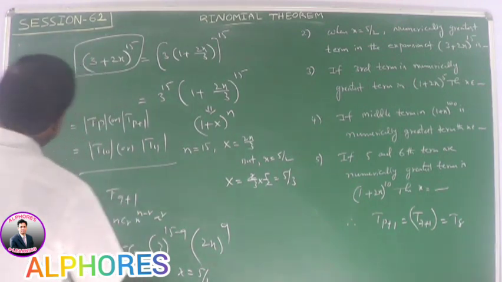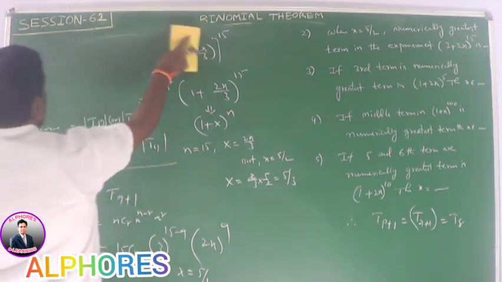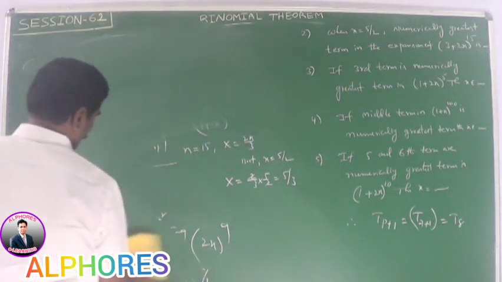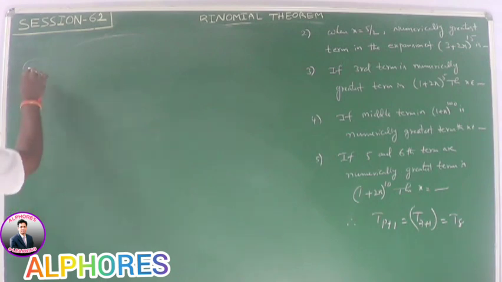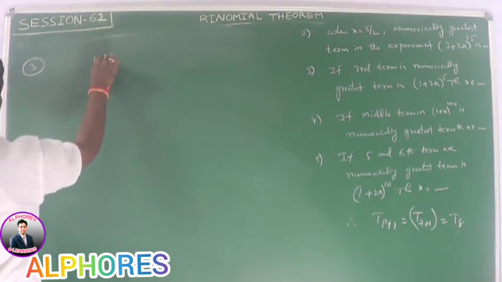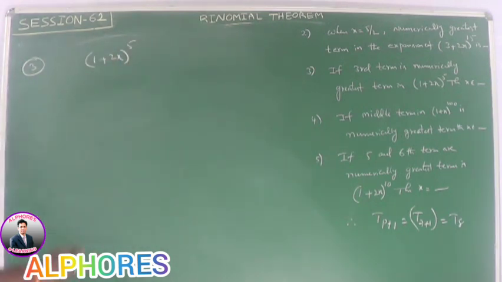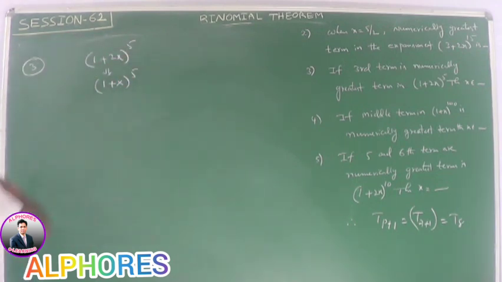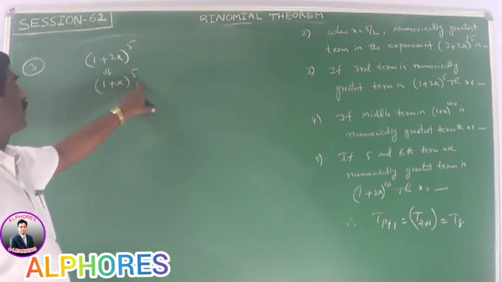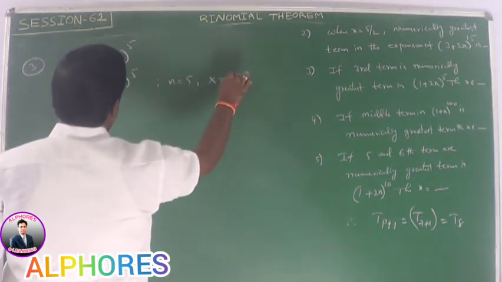Next, third one. If the third term is the numerically greatest term in 1 plus 2x whole power 5, then what is the range of x? Please observe this value. It is in the form of 1 plus x whole power 5. What is the value of x? Capital X is equal to 2x. Here n is equal to 5. Small x, capital X is equal to 2x.